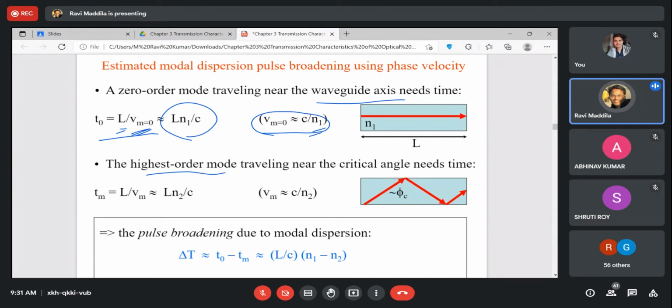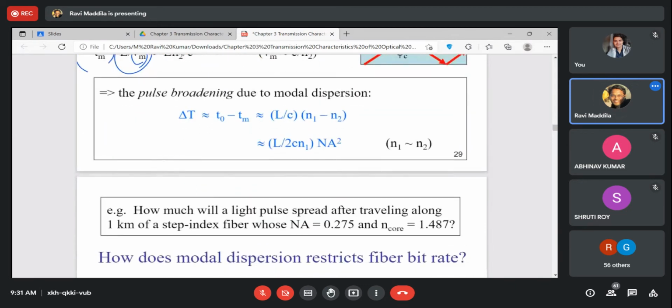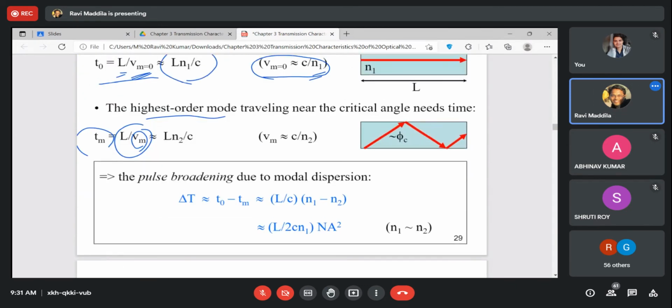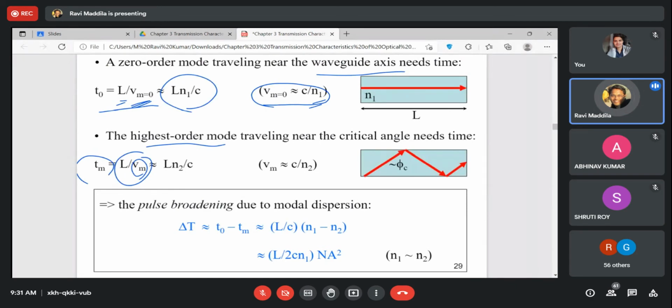Now what is shown here is the highest order mode traveling near the critical angle. This needs some time, which is given by the velocity of the mode. This might be true for a different type of fiber, which is the gradient index fiber. But for the step index fiber that we have discussed, the velocity is the same, but the length is what is increasing in this case, right?